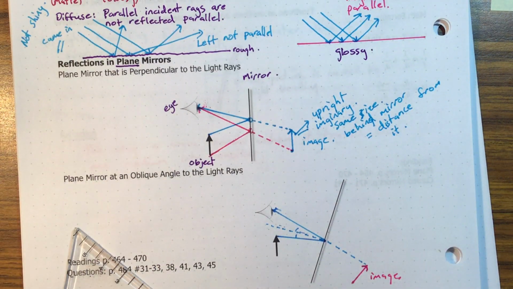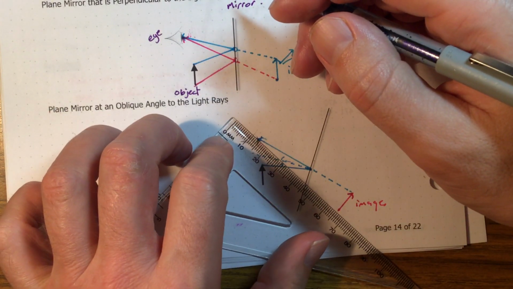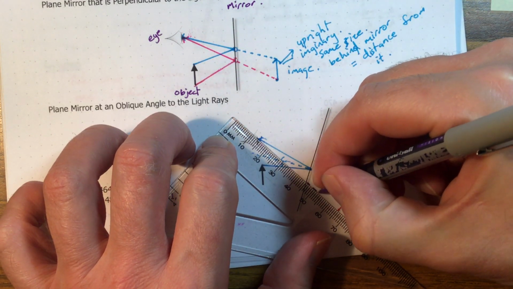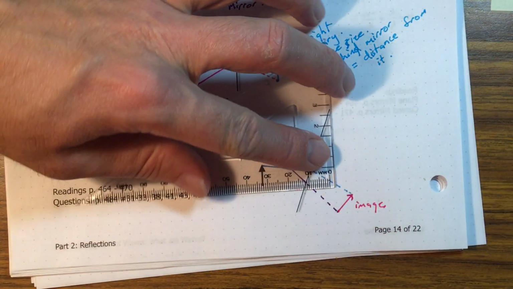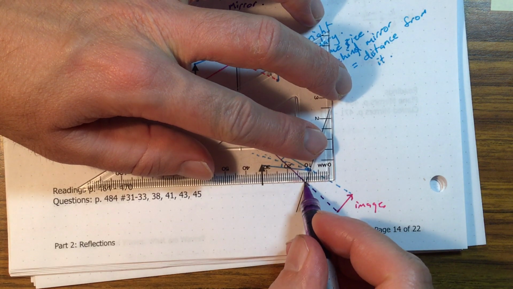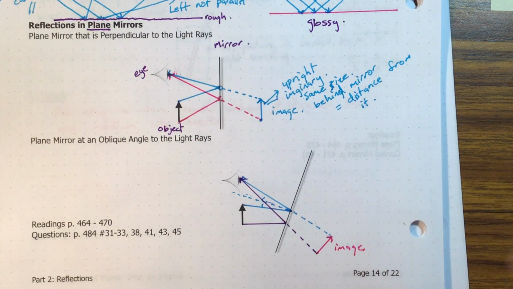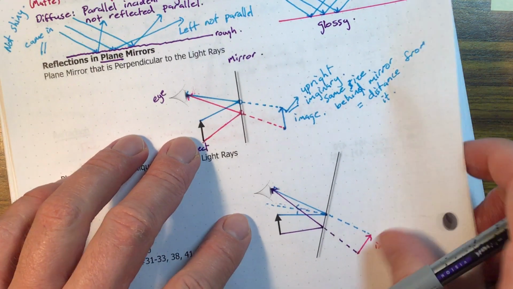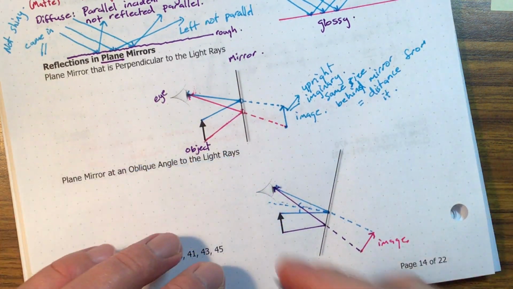So then our bottom one, I'm just going to do in purple. Looks like this, and looks like that. That's how that guy would look. I did that by knowing that on a plane mirror, the image is perfectly symmetrical. Right? If I folded this over, my image should match up with my object.